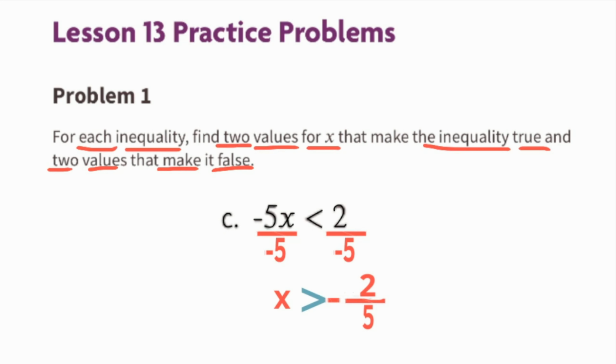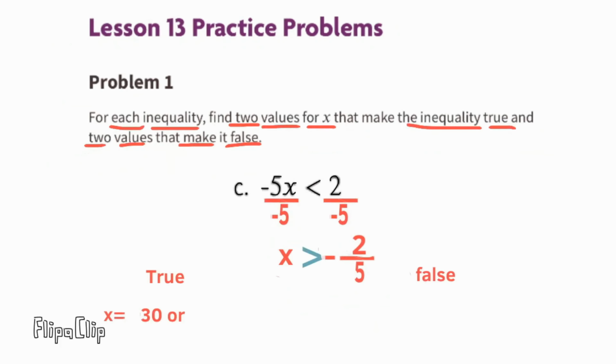x is greater than negative 2/5. Values for x that would make this inequality true would be any value for x that was greater than negative 2/5. For example, x could equal 30 or x could equal 3/5. Values for x that would make this inequality false would be any values that were not greater than negative 2/5. For example, x could be negative 90 or x could be negative 2/5, because negative 2/5 is not greater than negative 2/5.